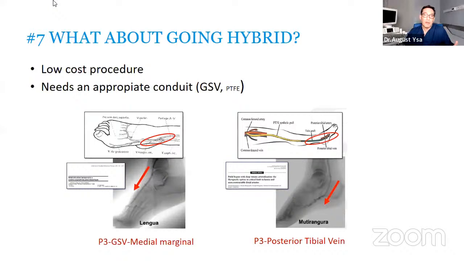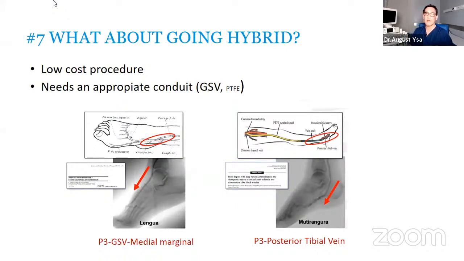And some of you probably are vascular surgeons, and you may consider performing this in a hybrid condition. This is pretty fine. I would say this is a low-cost procedure, but definitely you need a conduit, either the great saphenous vein or a prosthesis, a PTFE graft. This has been reported by Roberto Ferraresi. The main issue with a PTFE graft is that you may be dealing with an infected field, and this can infect the graft itself. And you can perform this hybrid procedure either in the great saphenous vein, medial marginal vein, as Lengua reported, or in the posterior tibial vein in the Monteiro-Gura procedure.